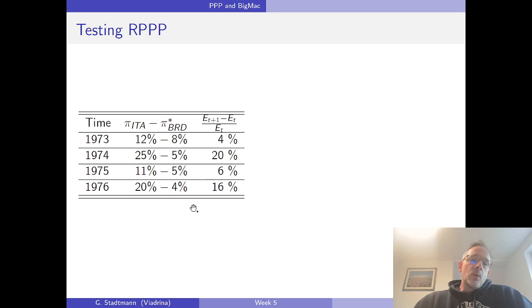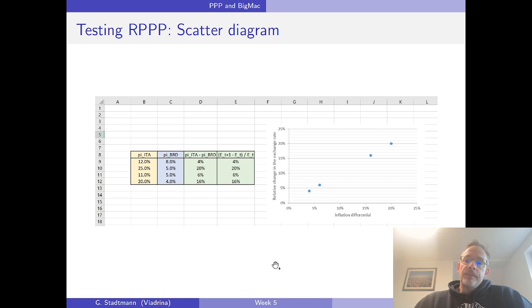Let's use this stylized data set where purchasing power parity holds and create a scatter diagram. So here we can see our 4 data points. We put the inflation differential on the horizontal axis. We put the relative change of the exchange rate on the vertical axis. This is data point number 1, this is data point number 2, data point number 3, and data point number 4. In case that relative purchasing power parity holds perfectly, the regression line will have a positive slope of 1, and the regression line will also go through the origin, so that the intercept is equal to 0. So based on this stylized example, we are able to derive our hypotheses.